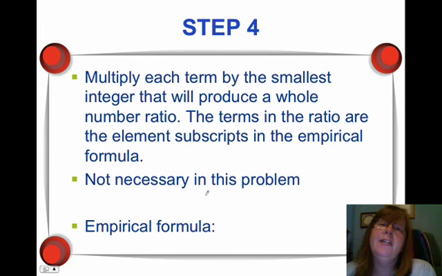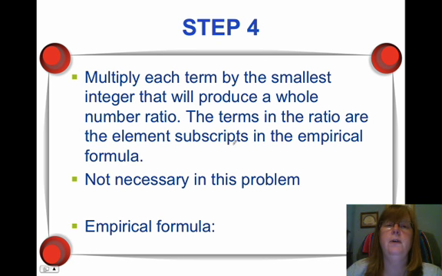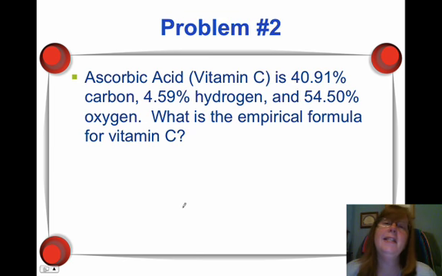So if you didn't get that nice whole number like we just had for the mercury and chlorine, you would need to multiply these terms by integers that would give you a whole number. But that wasn't necessary in this problem. All right, we'll do an example where it is. Our empirical formula is 1 mercury with 2 chlorines. We would name it mercury 2 chloride. All right, let's do another problem.